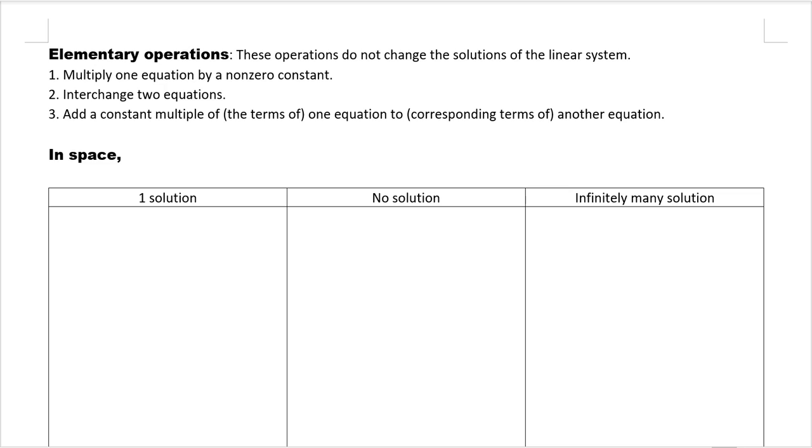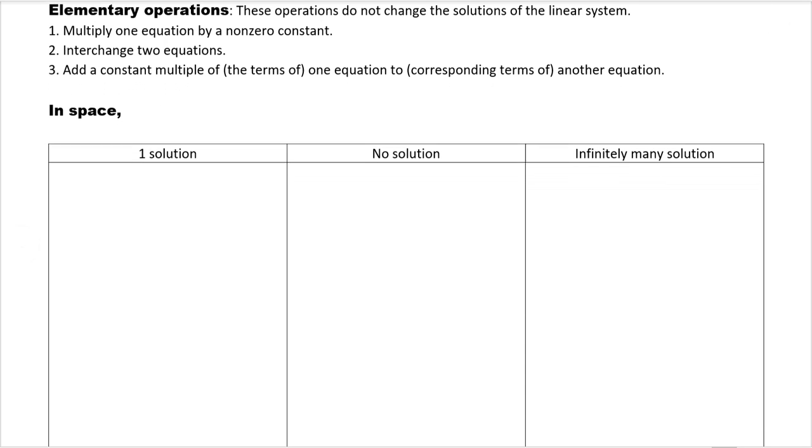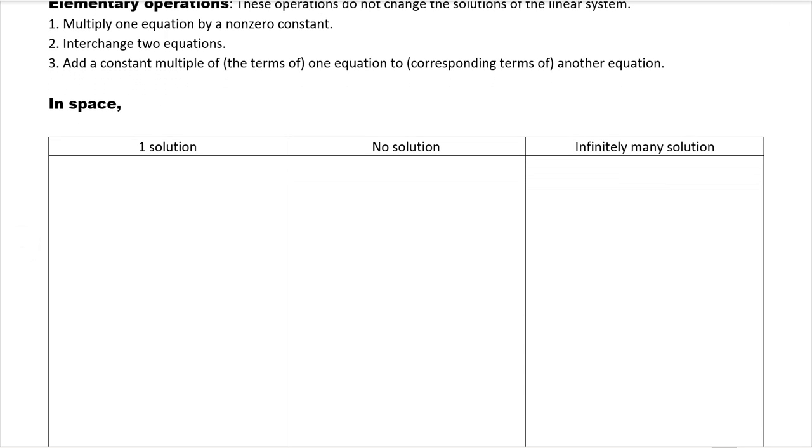Three linear equations correspond to three planes in space. So we also have three possibilities: one solution, no solution, and infinitely many solutions. So what is the picture for one solution? We can have three planes intersect together to get a unique solution.